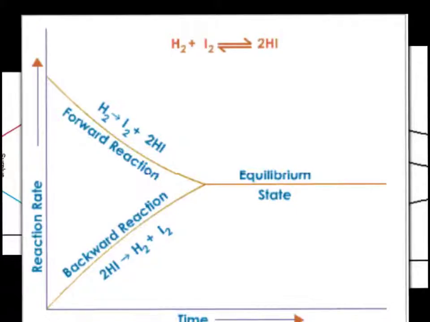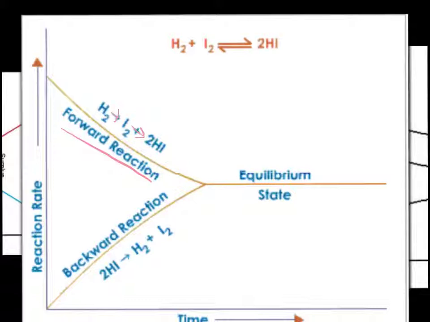Here's what a graph of an equilibrium reaction would look like. Basically you have the forward reaction here, as the hydrogen, excuse me, as the hydrogen reacts with the iodine, or collides with the iodine, to make HI. And then you have the reverse reaction, and this should be the arrow here, and this should be the plus sign.